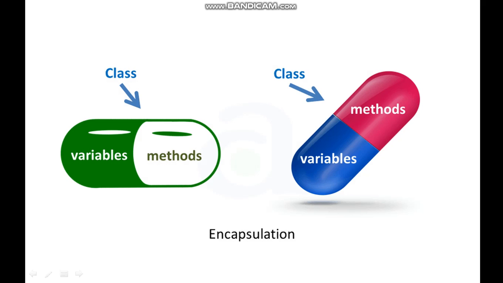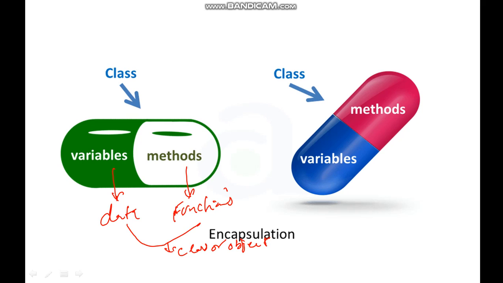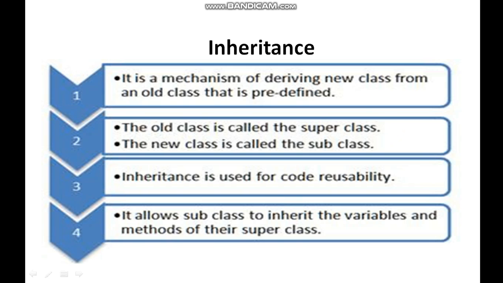Here I've given one picture. Variables are called data, and methods are called functions. We are combining these two into a single unit, which is called a class. We can also call it an object. It will provide security for data. Next we will see another concept.